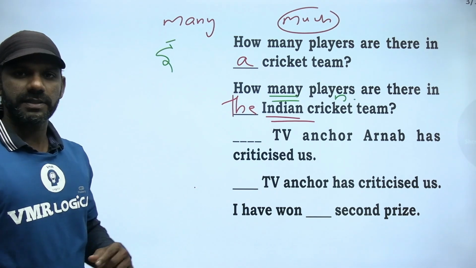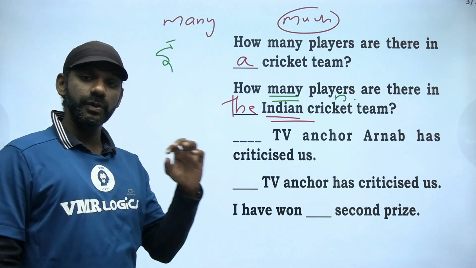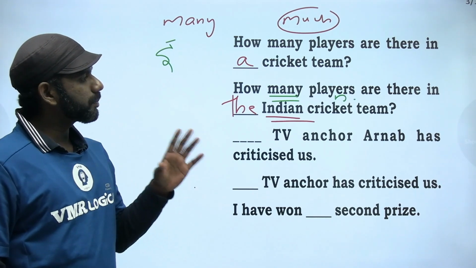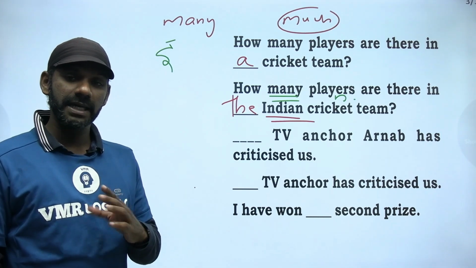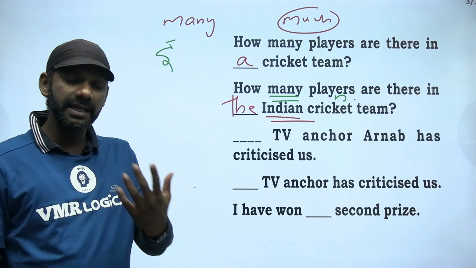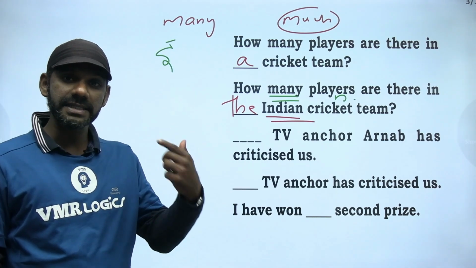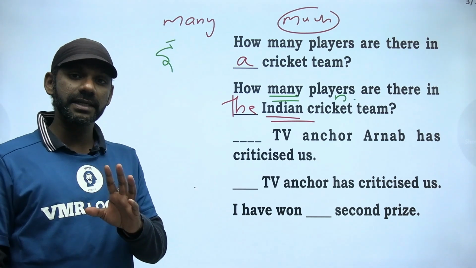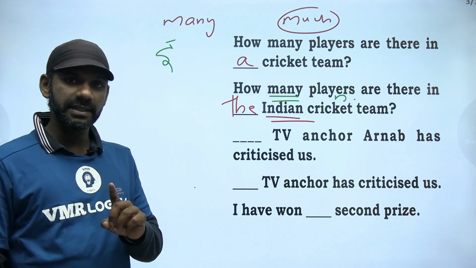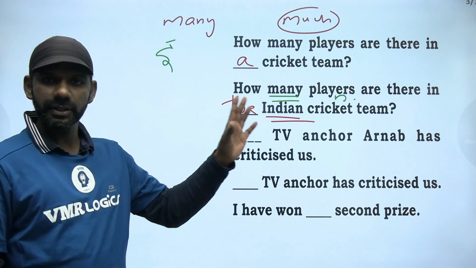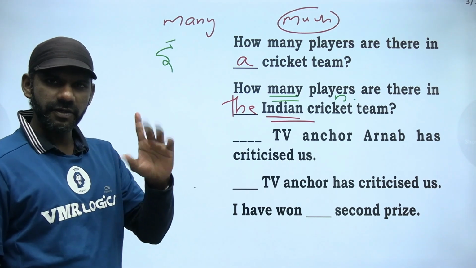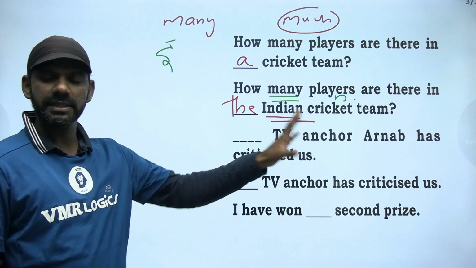Come to the second statement. Instead of "the," if I use "an": how many players are there in an Indian cricket team? What does it mean? It means there are other Indian cricket teams. How many Indian cricket teams are there? There's only one Indian cricket team, very specific. So, how many players are there in the Indian cricket team? We're referring to a specific cricket team here, the Indian cricket team. So it must be "the."